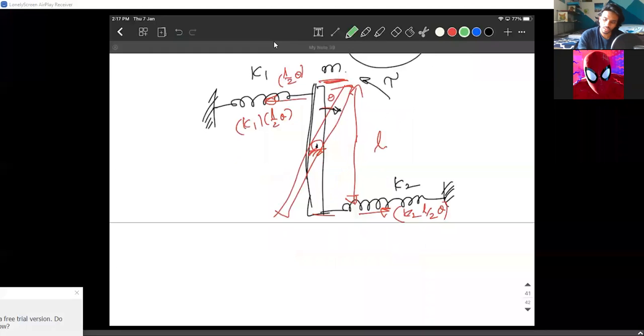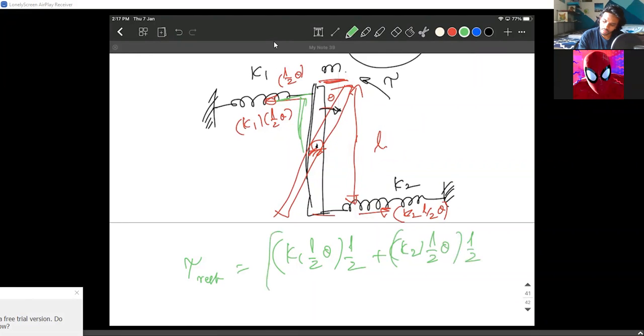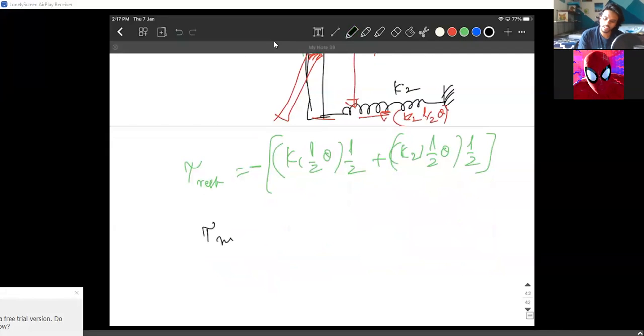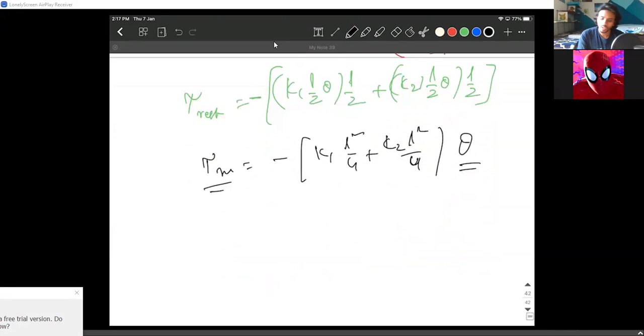So you have both the forces acting on the rod and both the torques. If you have to write the restoring torque, both are creating the torque. So K1 into L by 2 theta into perpendicular distance, which is again L by 2, plus K2 L by 2 theta into L by 2. Both the torques with a negative sign in the beginning. So this is how the restoring torque is written. Whatever we have, minus K1 L square by 4 plus K2 L square by 4 theta, torque proportional to theta. So I write I alpha equals to this whole thing into theta.